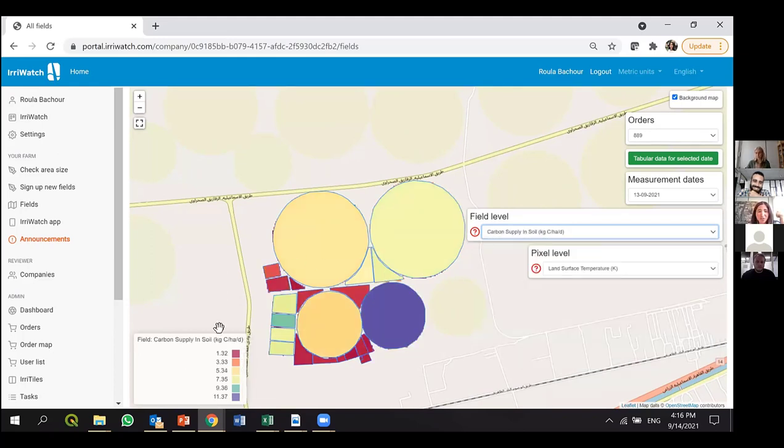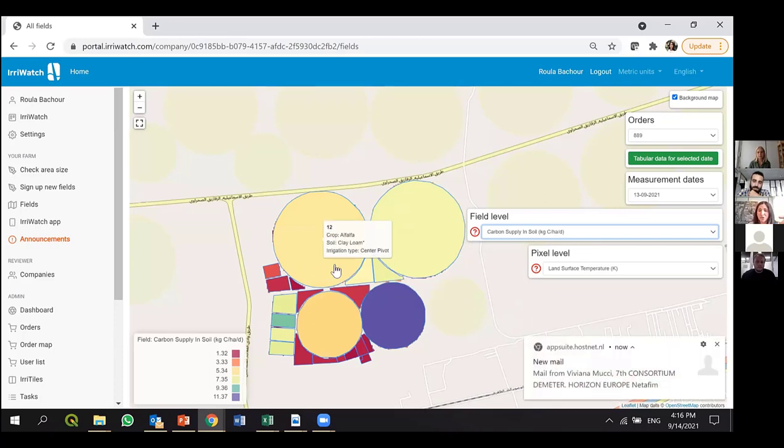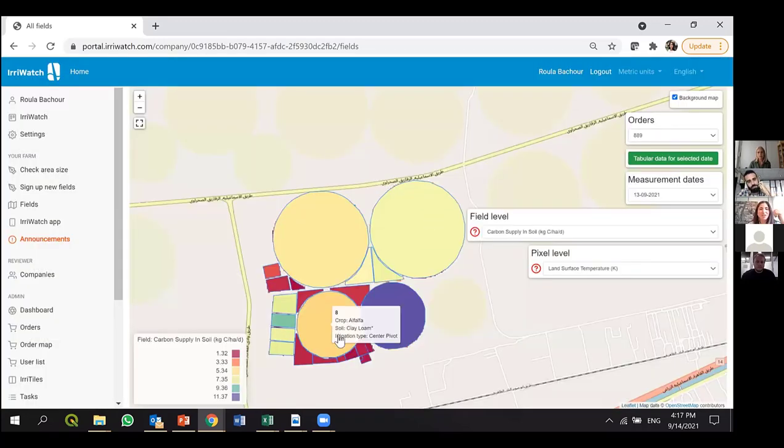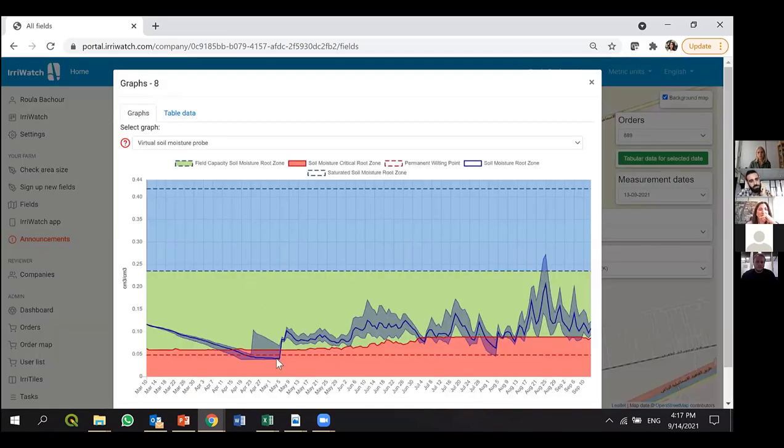So this is the carbon supply. So how many kilograms of carbon per hectare per day are being supplied into the soil because of your growing crop. Okay, so this is something, but it's not only about the visual, it's also about the data. So if I click on this plot, the first thing you get here is your soil moisture.